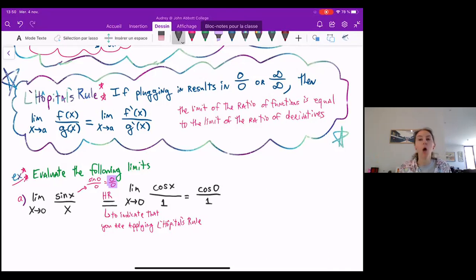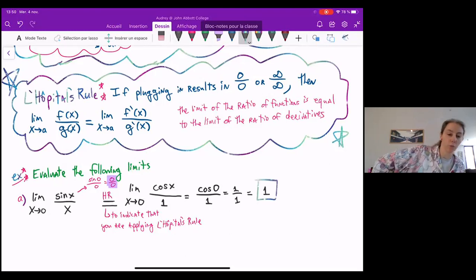over 1. Well, cosine of 0, again, this is from that table that you guys have, but also you can plug into your calculator, make sure it's in radians. Cosine of 0 is equal to 1, so this is 1 over 1, and the answer is just 1. So here we applied L'Hopital's rule.